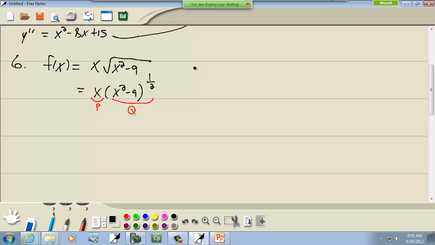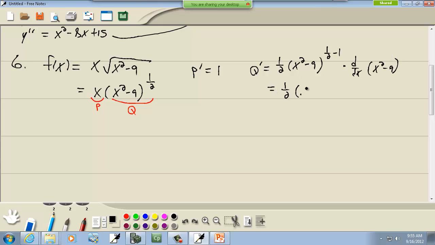Now we need P prime and we need Q prime. I'll do them over here on the side. The derivative of x is 1. For Q prime, I have to use the chain rule here. We got parentheses to a power. Take our power, put it out in front. What's inside the parentheses remains as is. Lower our power by 1. And then multiply it times the derivative of what's inside the parentheses, which is x squared minus 9. So that gives us 1/2 times x squared minus 9, to the 1/2 minus 1, which gives us negative 1/2. And the derivative of that would give us 2x. Well, the 2's would cancel here.